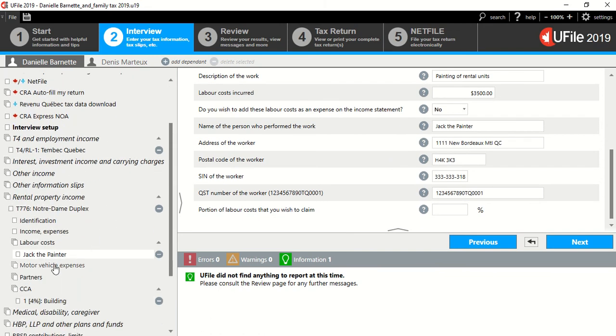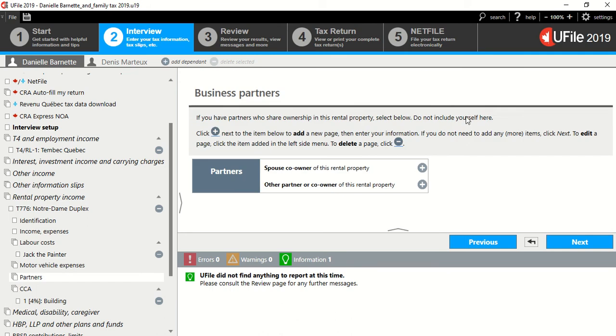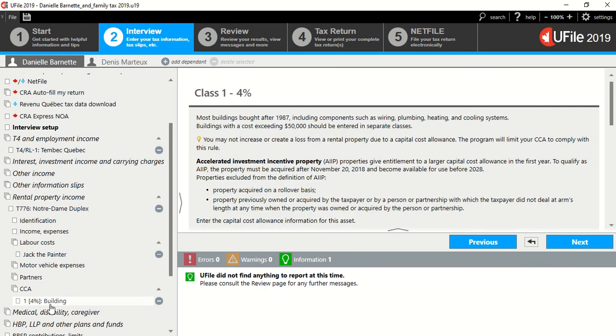Motor vehicle expenses, I don't have any. Partners, there is a difference between this option, spouse co-owner, and other partner co-owner. So spouse co-owner, excuse me, effectively allows you to share this income statement with your spouse without having to redo it, right down the middle or any proportion that is applicable. In this case, I want to go right ahead. I'll show that last. Go right ahead and claim CCA on my property.